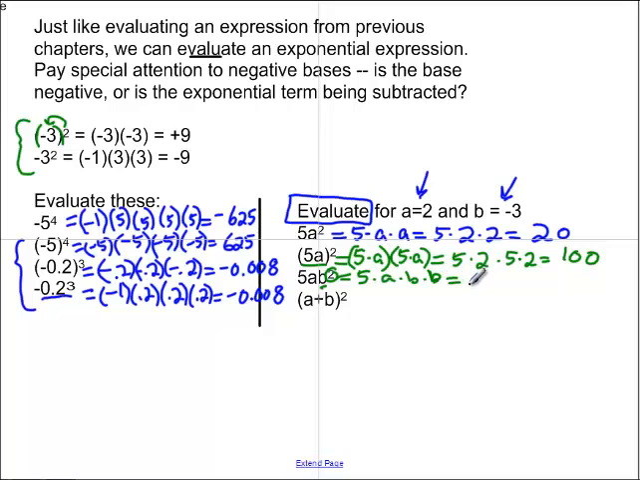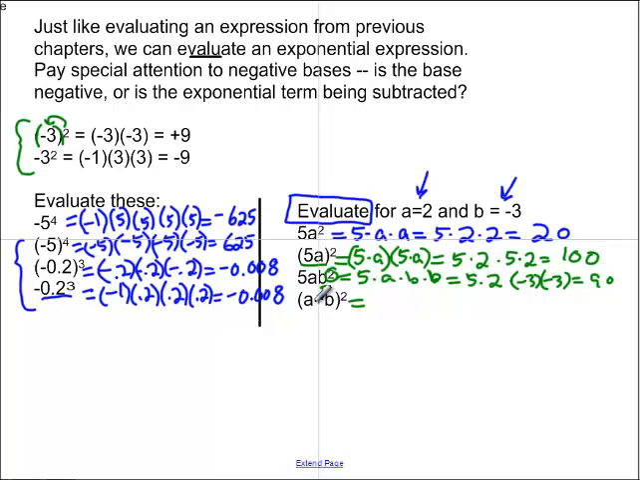And now let's just fill in some numbers. This is 5 times a is 2 times b is -3 times -3, and here we go. We've got 5 times 2 is 10, times 9 is 90. That's our answer.